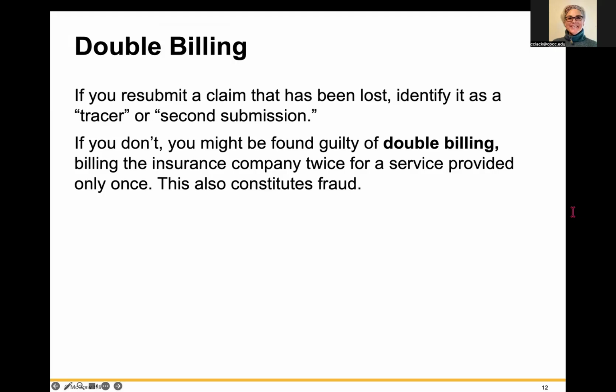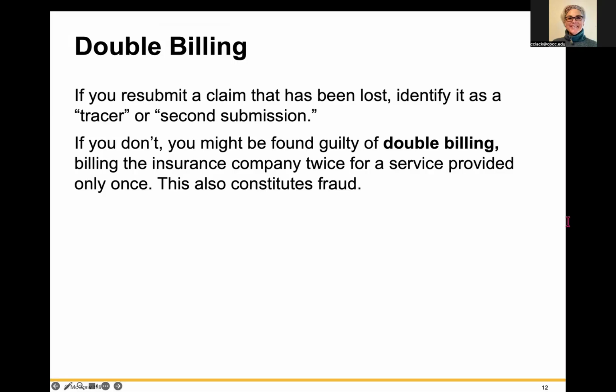Now, the slide says double billing can constitute fraud, and that's because submitting a duplicate claim without identifying it properly can be seen as an attempt to collect an improper payment. Now, does every duplicate claim equal fraud? No, not automatically. The intent matters. But here's what matters: patterns and controls. If an office routinely submits duplicates without tracing or labeling resubmissions, payers can treat this as a serious compliance problem.